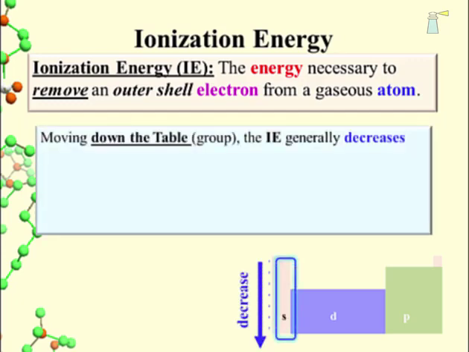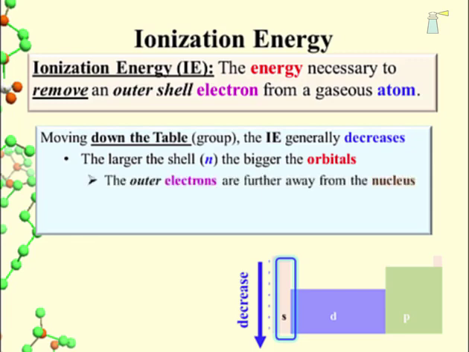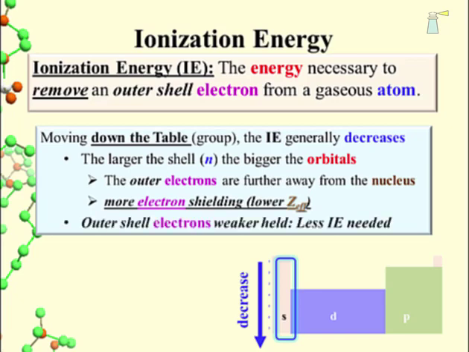As for trends, moving down the table or column, the ionization energy will generally decrease. We can reason this out by noting that the larger the shell, the bigger the orbitals, and with bigger orbitals, the outer electrons are further away from the nucleus. That means more electron shielding, translating into a lower effective nuclear charge. The outcome being outer shell electrons that are held more weakly and therefore need less energy to knock them off the atom.